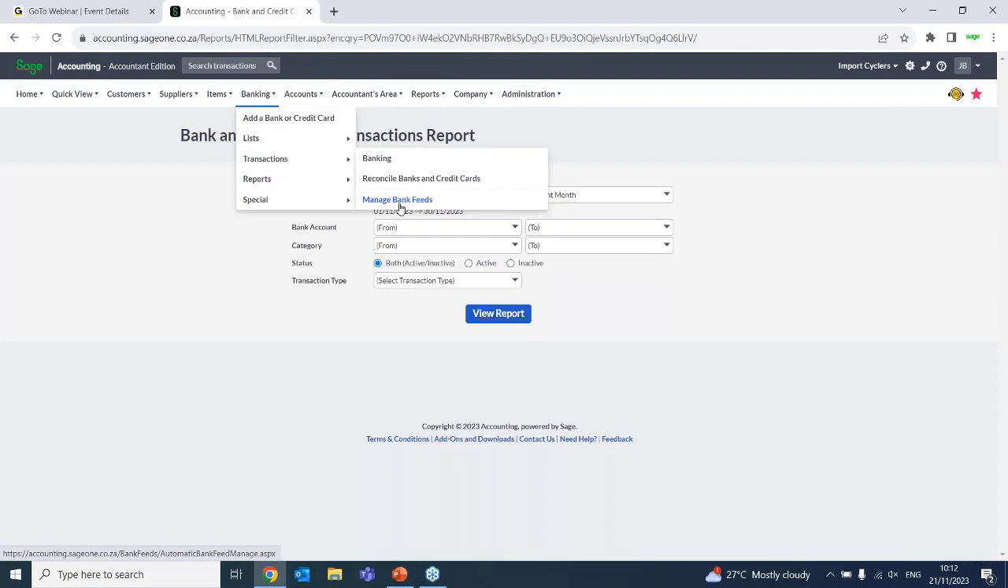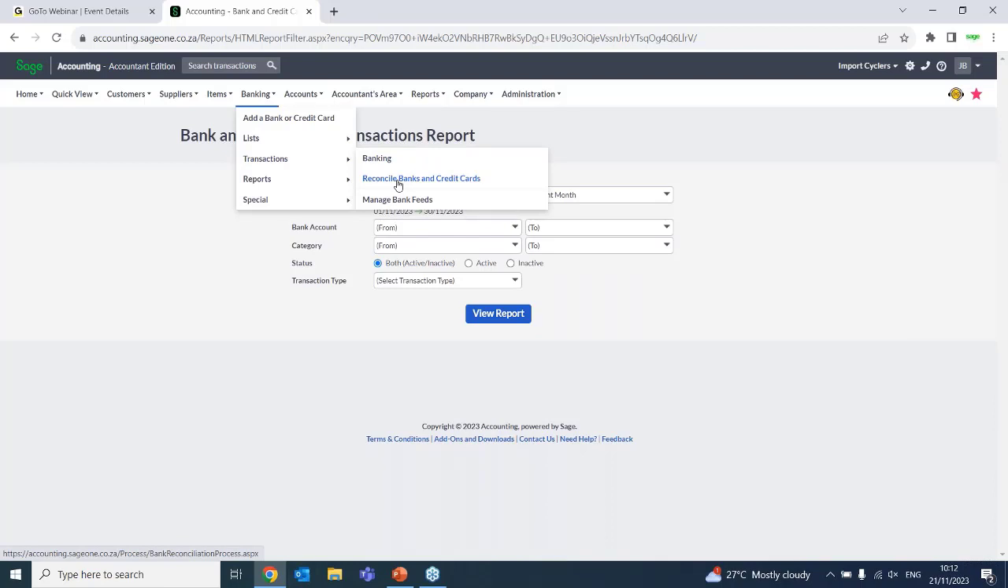Are you with me so far? So we are basically reconciling, but we're not doing the normal tick, tick, tick in the bank recon. What we're actually doing now is a manual recon. We've looked at reconcile bank and credit cards. We have a 5,700 difference. We need to figure out where that difference is coming in.